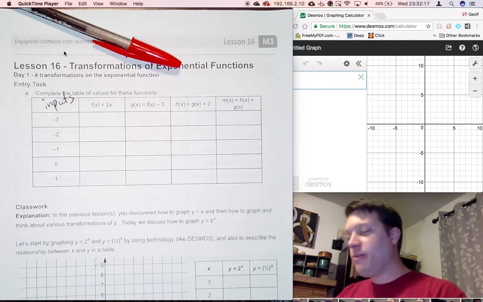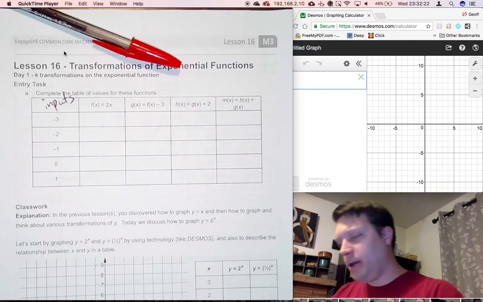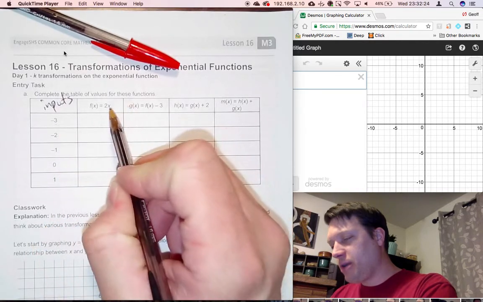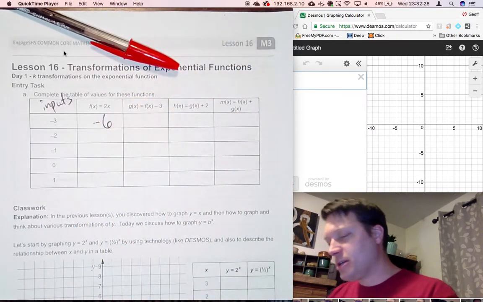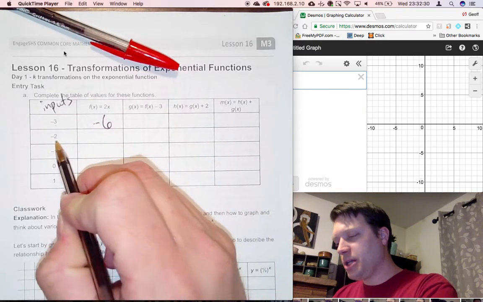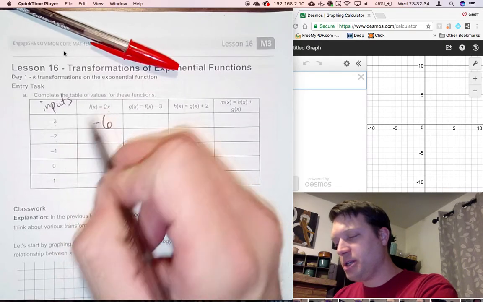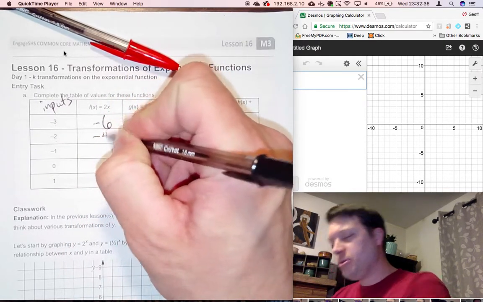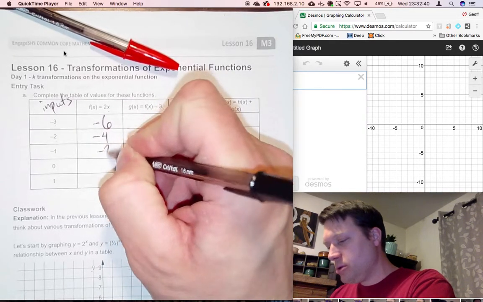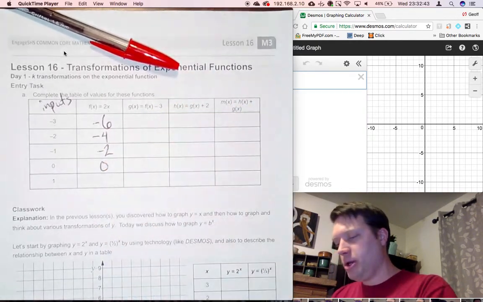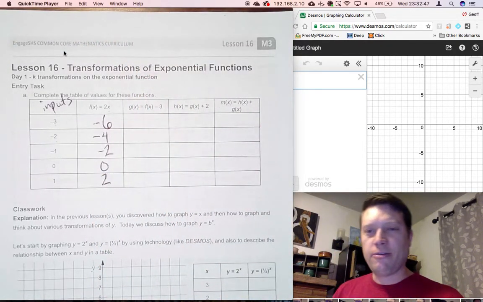So first of all, f of x equals 2x. If x is negative 3, then we're going to take this negative 3 and multiply it by 2 to get an answer of negative 6. Take the negative 2 input, replace x in the function to get 2 times negative 2, negative 4. 2 times negative 1, 2 times 0, and 2 times 1. That completes the table of values for f of x.